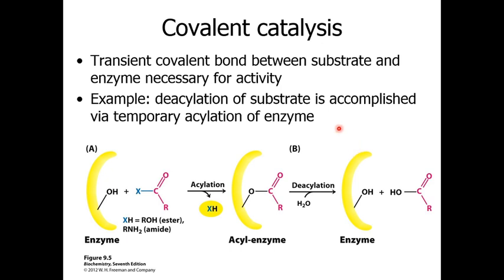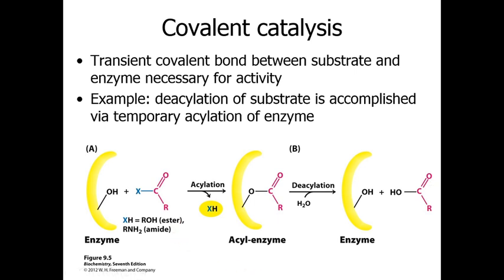The next type of catalysis is covalent catalysis. In this case, a transient covalent bond between a substrate and an enzyme is formed, and it is necessary for the activity of the enzyme. Example, deacylation of substrate is accomplished via temporary acylation of an enzyme. Now let's look at it using an example.